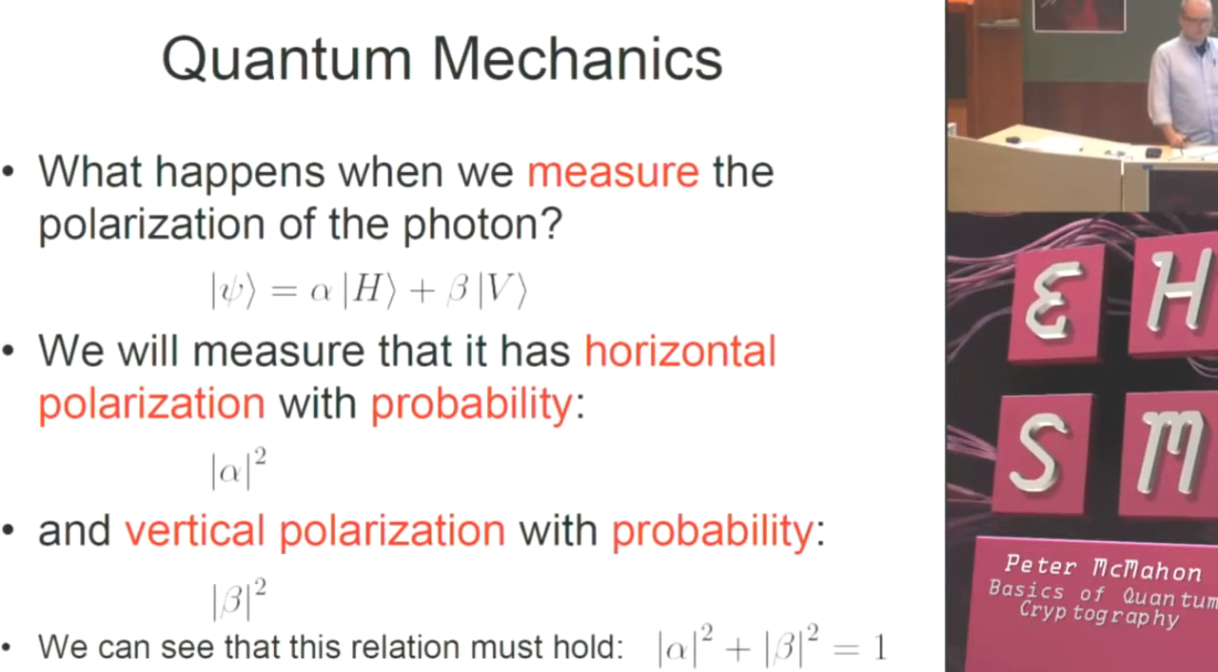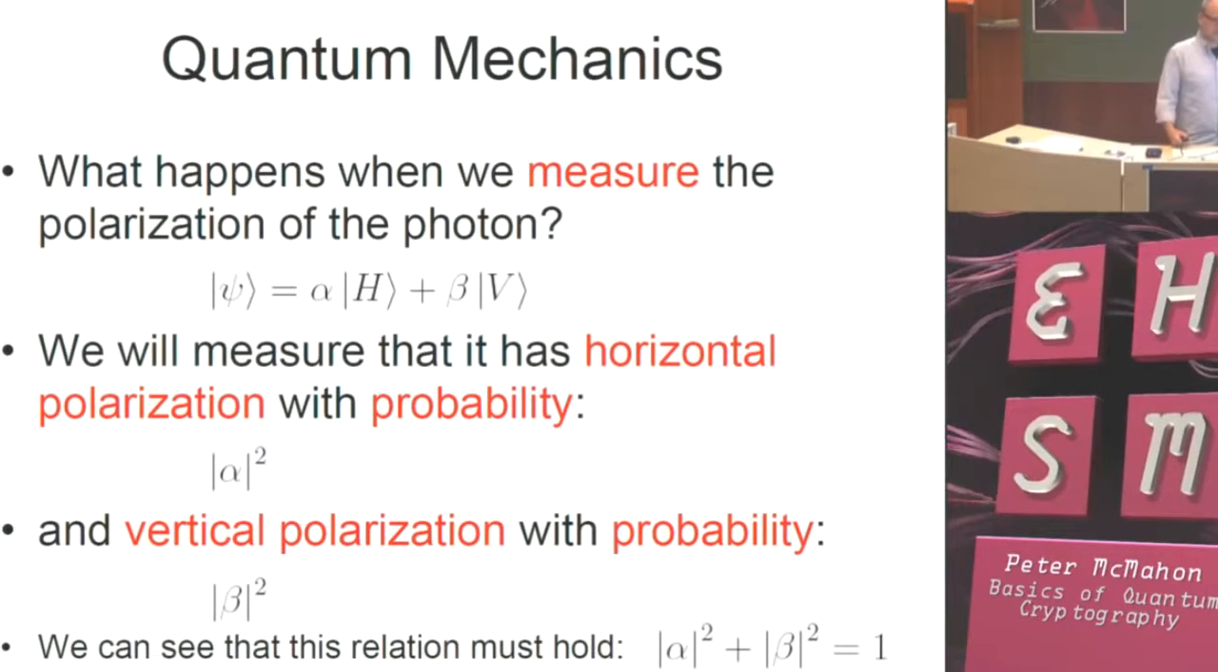From this, you can see that we must have the relation that alpha squared plus beta squared equals 1, because when you ask the photon, are you horizontally or vertically polarized, it's going to give you either the answer H or the answer V. There's no third option here. So this normalization condition must hold.